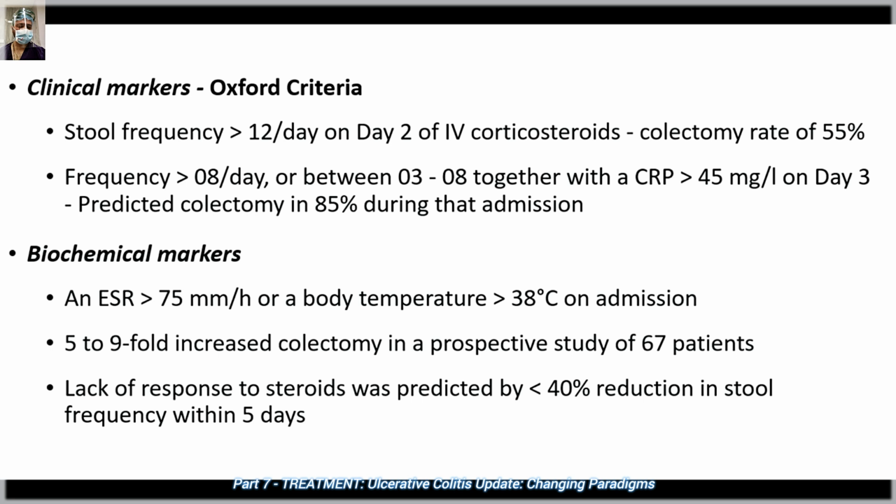Biochemical markers: an ESR more than 75 or a body temperature more than 38 degrees on admission increases the colectomy rate by 5 to 9 fold. And if there is a lack of response to steroids, as predicted by less than 40% reduction of stool frequency within 5 days, there is also a high chance that these patients will require emergency colectomy.